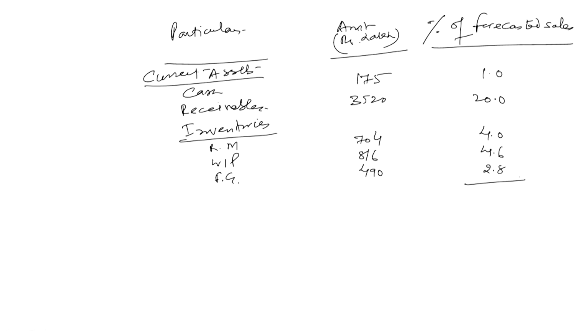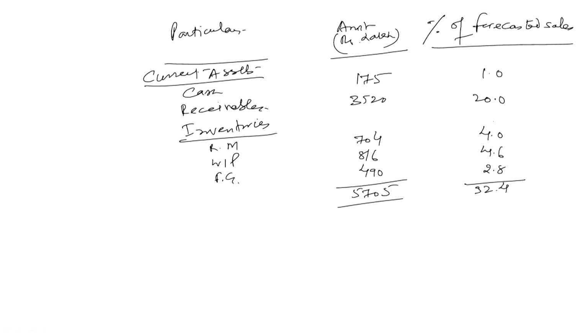So, if you work out the total, this works out as 5705, and this works out as 32.4%. This amount is given to us: 1%, then 20%, 4%, 4.6%, 2.8%. This much. So, this works out as 32.4%.